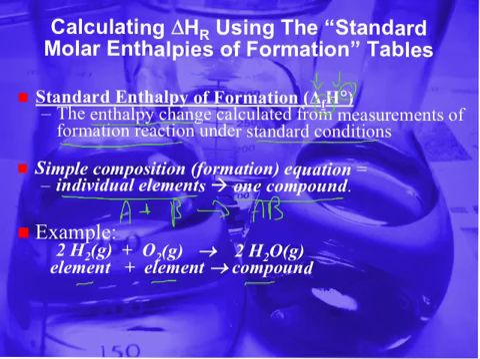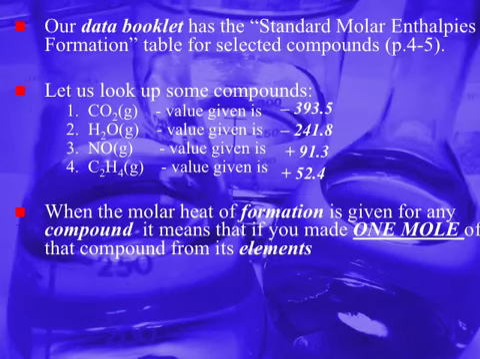under standard conditions. Because standard molar enthalpy of formation is very useful in chemistry, chemists have created a data table, and this table is on pages 4 and 5 of the Chemistry 30 data booklet. Let's look at some example values. We see that the formation of carbon dioxide and water is an exothermic process, whereas the formation of nitrogen monoxide and ethane is an endothermic process. Therefore, there is no real trend that we can see if a process will be exothermic or endothermic.